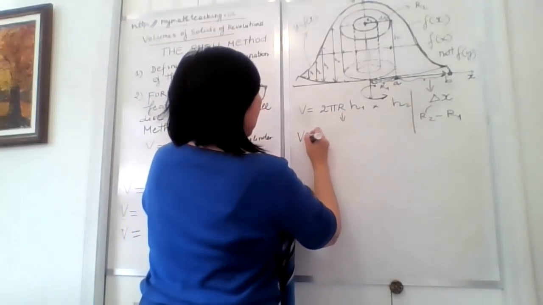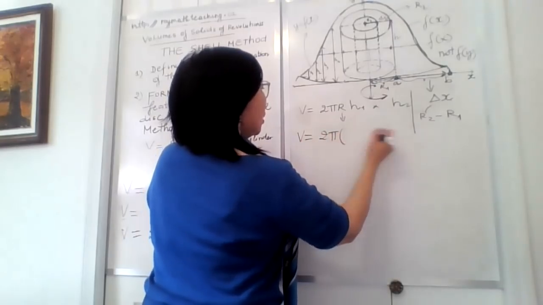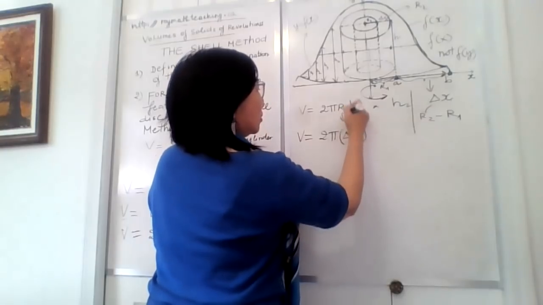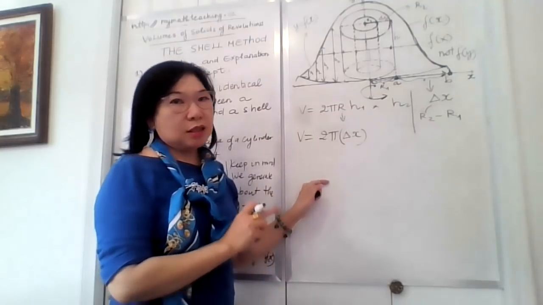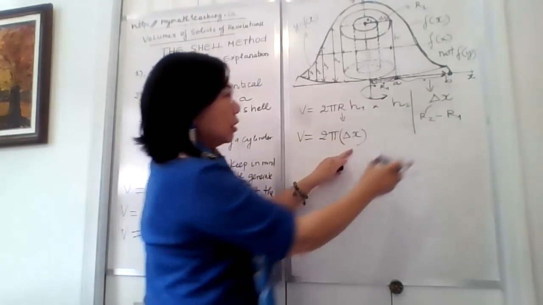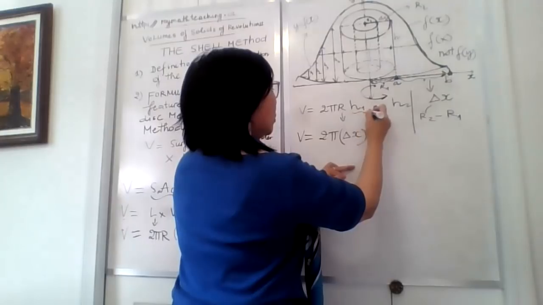I'm going to say volume will be equal to pi, and our R is delta x, right? I'm going to substitute because keep in mind that the radius here is the object of change. It's not a fixed radius. So I'm going to substitute R here with delta x, which is the same as R2 minus R1. What about the height here?